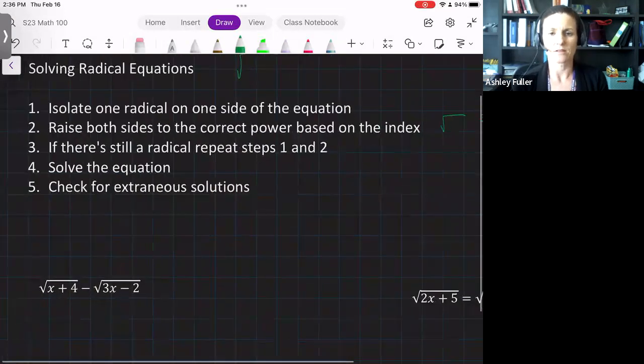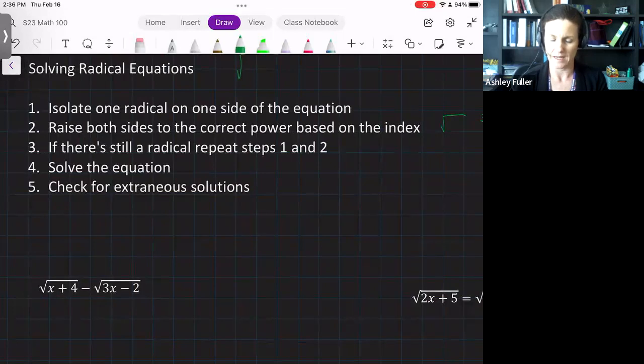If there's still a radical left after doing this, you'll repeat steps 1 and 2. And then once all radicals are eliminated, you solve the equation. And finally, check for extraneous solutions to make sure you haven't introduced something when you squared both sides.